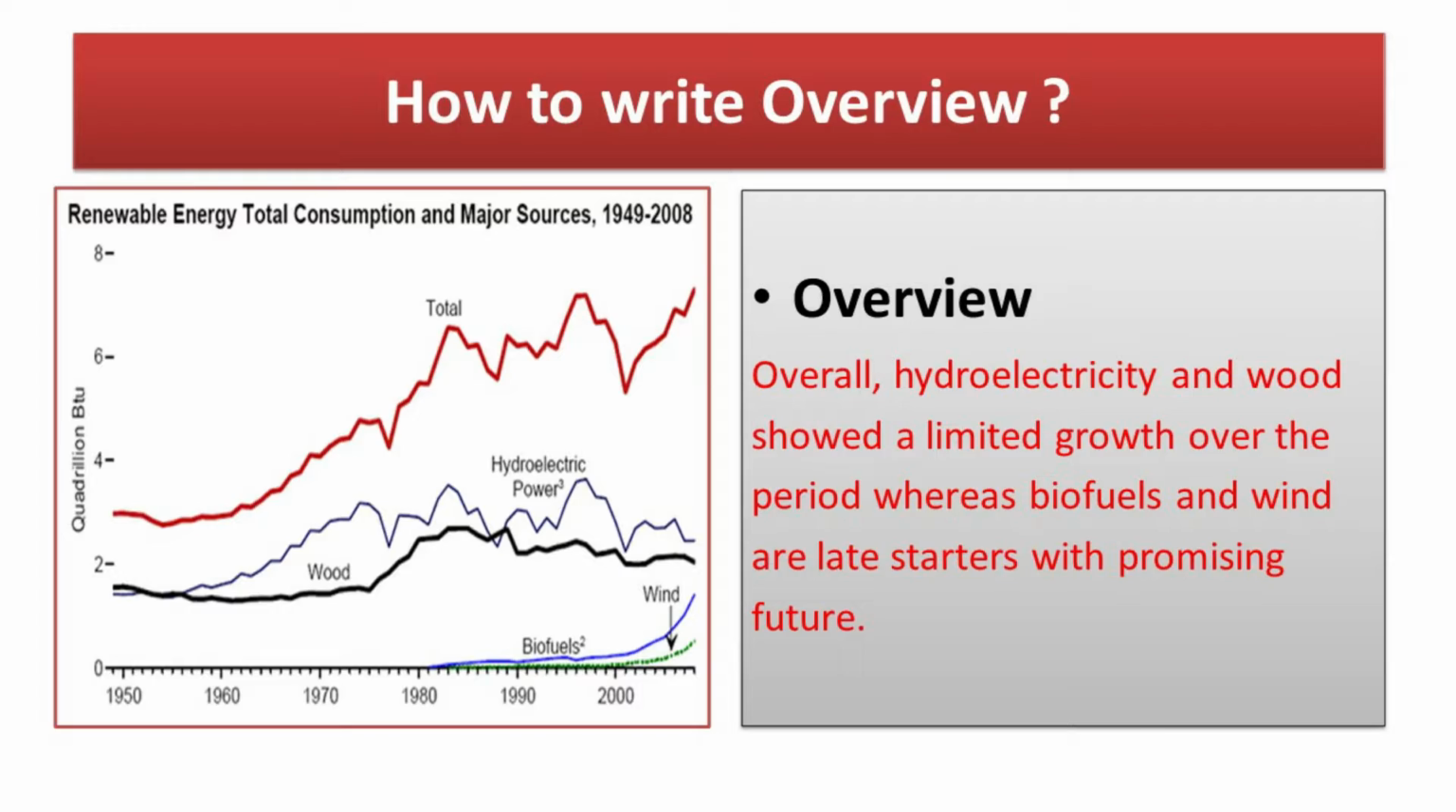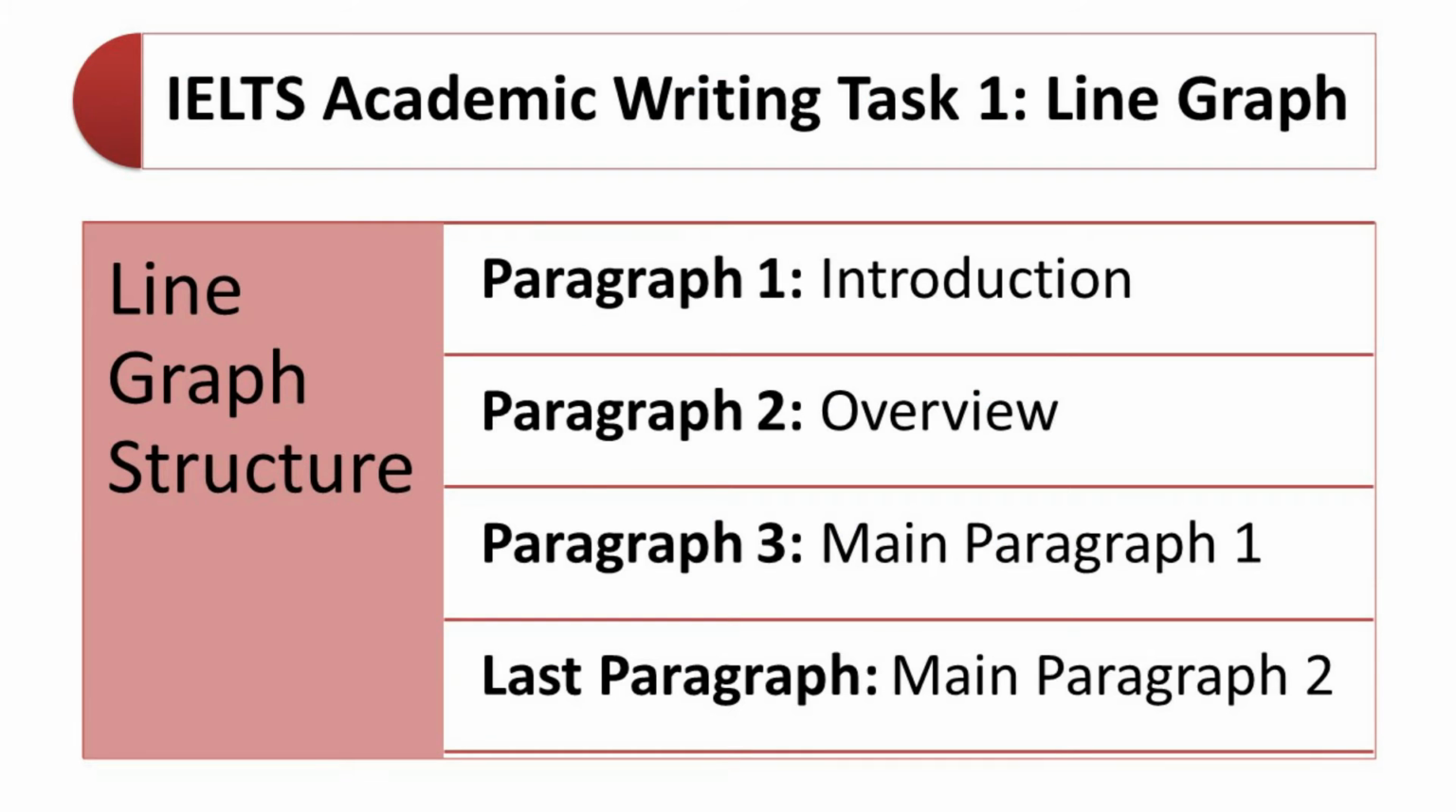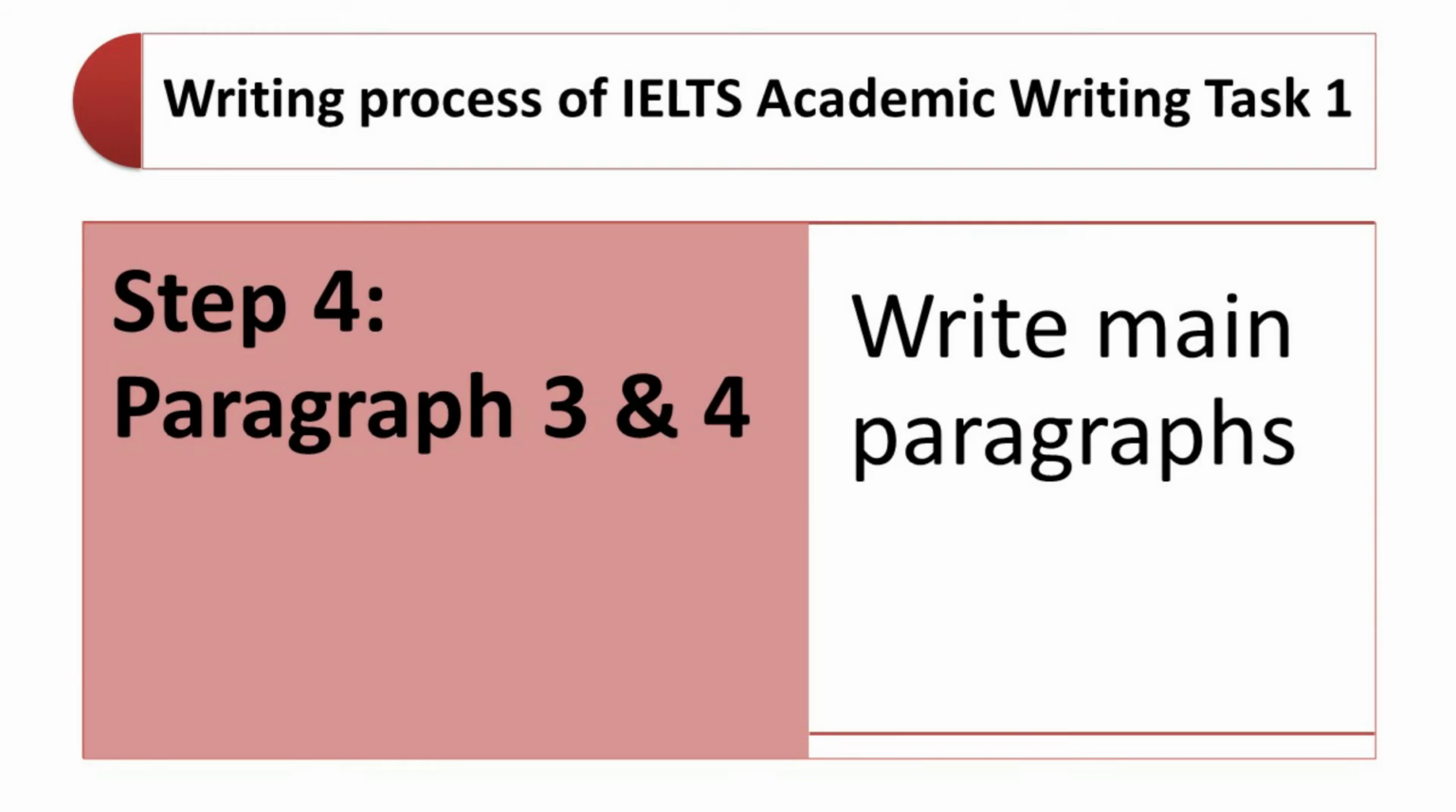So far we have talked about the introduction and overview. These are your two paragraphs of the line graph. Introduction is the first paragraph, overview is the second paragraph. Now let's move on towards the next step, step number 4. Here your task is to write the main paragraphs. But to write the main paragraphs, first of all, you need to know what to write in main paragraphs.